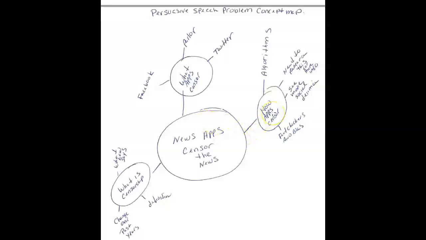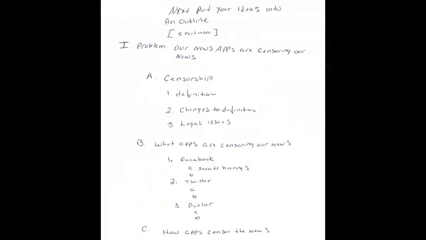And then I might think of, well, what would be really interesting is to think, how do these apps censor the news? Do they use algorithms? Are they biased? I watched a movie called The Social Dilemma, so I noted that there because I want to look at it. It had a lot of ideas for how the news was being censored.